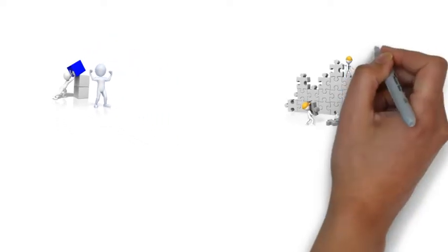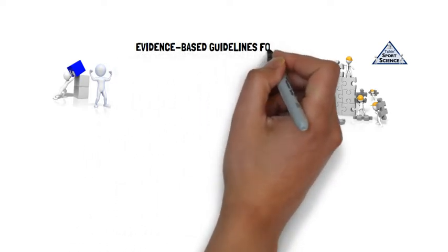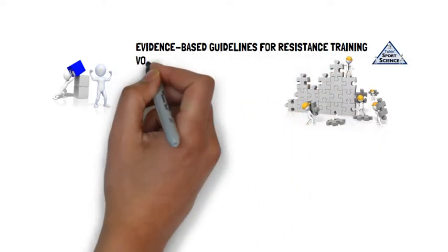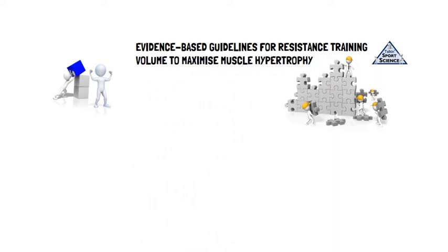This presentation, brought to you by Talking Sports Science, will be a summary of the article published in the Strength and Conditioning Journal titled Evidence-Based Guidelines for Resistance Training Volume to Maximise Muscle Hypertrophy by Brad Schoenfeld and Jozo Grgic.